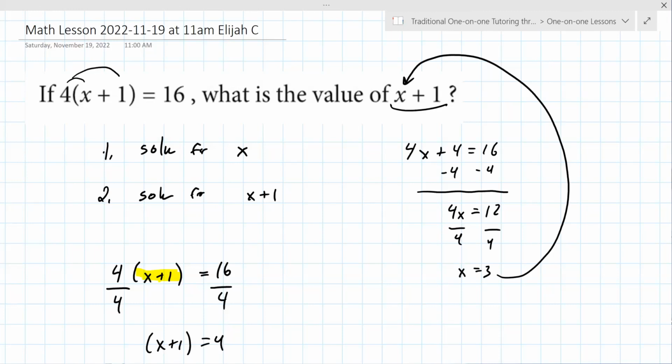Now, does it work for every problem? No, but it works for a lot of problems. So we're going to look at one where it does not work, so you can see the difference here. Or it does not work as well, I'll say.